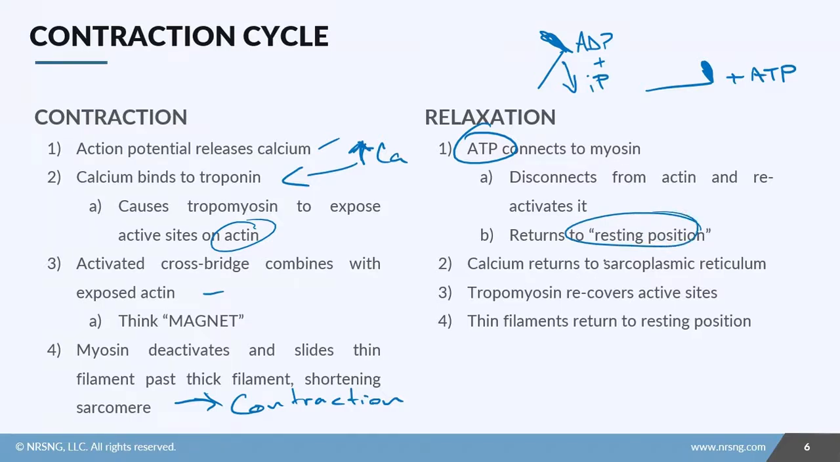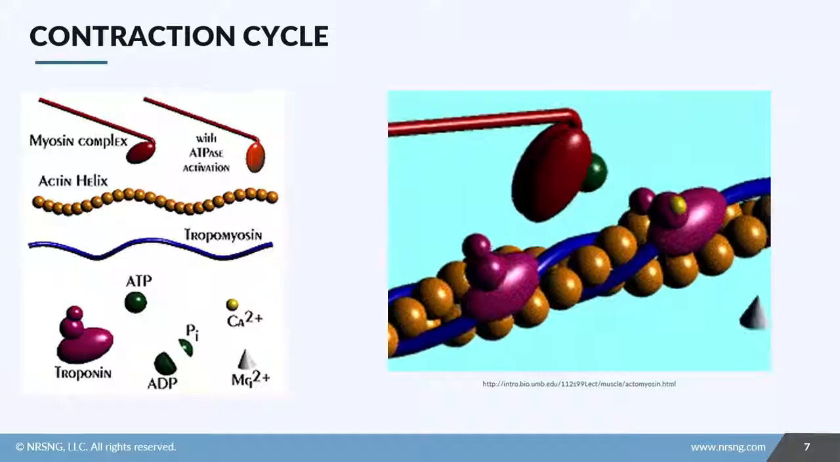Calcium returns to the sarcoplasmic reticulum, so you get that decrease in the calcium. The tropomyosin goes back and recovers those active sites, and then you get the thin filaments returning to their resting position. So let's take a look at the animation to see what it looks like.